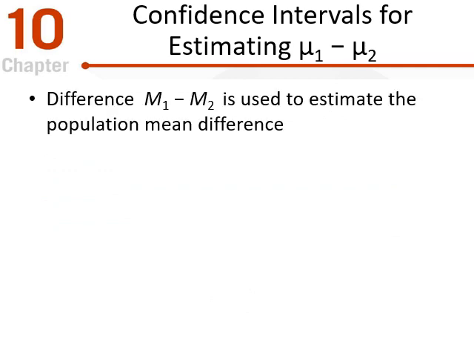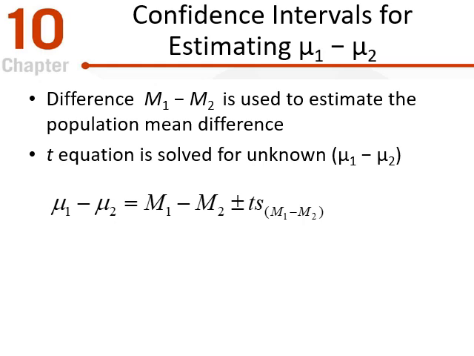Confidence intervals. The difference of M1 minus M2 is used to measure the estimate for the population mean difference. Here's the equation for confidence intervals. Again, this equation is at the bottom of your equation sheet. The confidence interval is equal to mean 1 minus mean 2 of the sample, plus or minus t times the estimated standard error. And remember, the t here is found by making a new graph with two tails and looking up the value in the table.